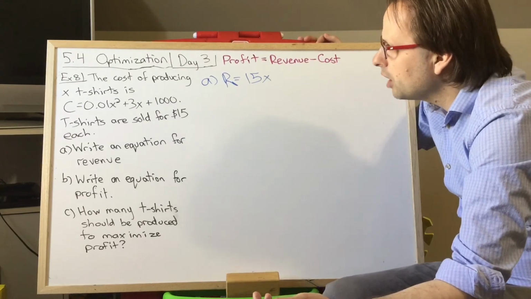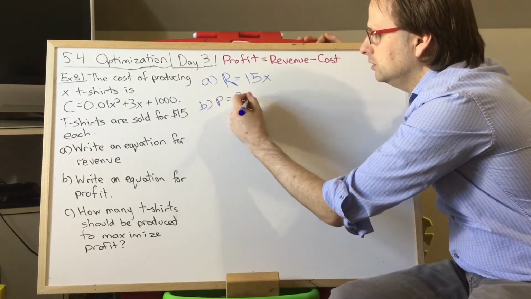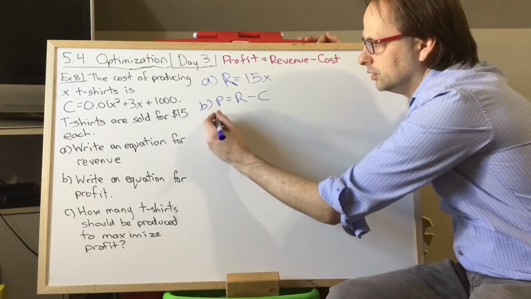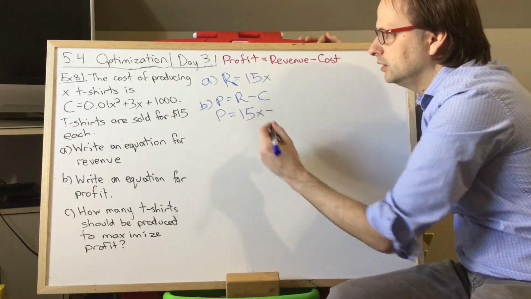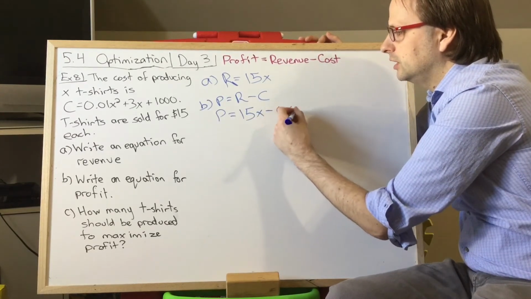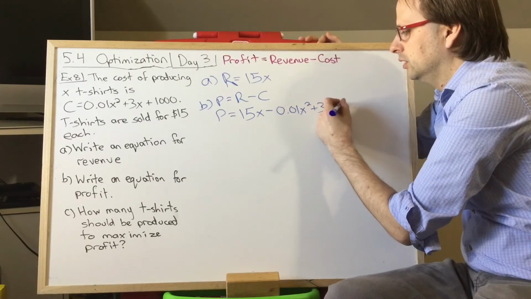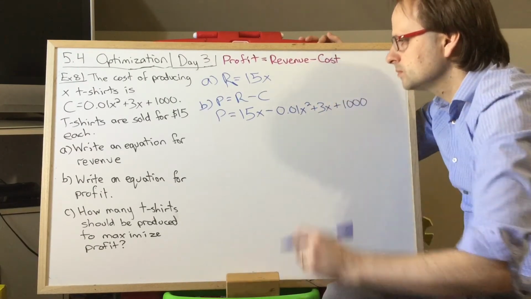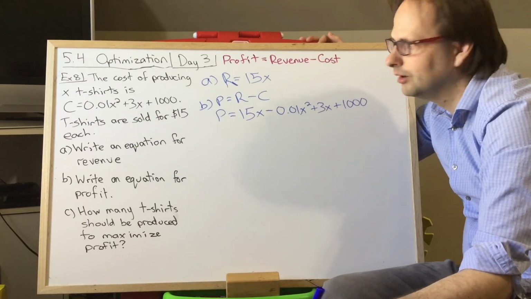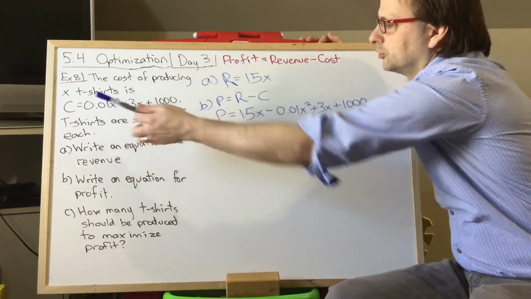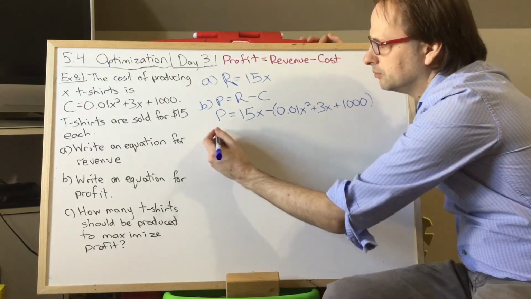Write an equation for profit. So profit is the revenue, the money in, minus the money out. So revenue, we already knew, is 15x, minus, here comes cost, and here comes one of the most common errors as well. Did we really just subtract off the cost function? Nuh-uh. We only subtracted off the first term of it. To subtract it all off, put it in brackets.